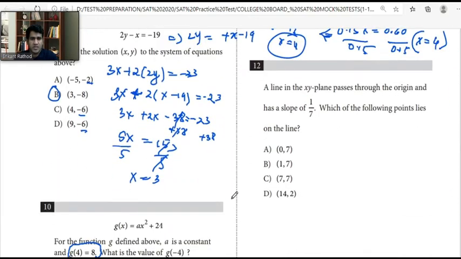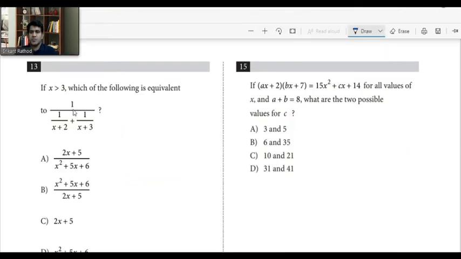Next, the line in the xy plane passes through the origin and has a slope of 1 by 7. Which of the following is this? Whenever a line passes through the origin, the value of y by x itself is its slope. Now take the value of y, divide it by x, which gives you 1 by 7. So that is only option D. Next question. Which of the following expressions is equivalent to this?